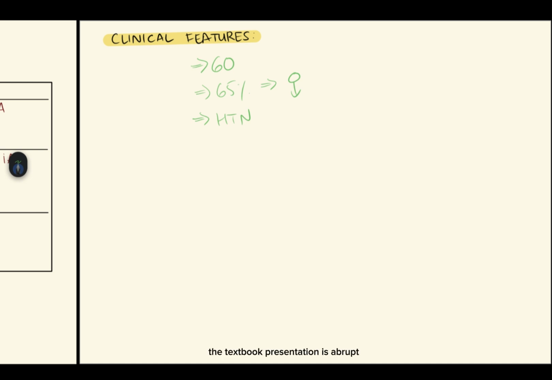The textbook presentation is abrupt, severe, sharp chest pain of maximal intensity from the onset. Although the pain can be in the chest, it can also be described in the central upper back, and there will be some kind of associated apprehension where patients often feel like they are dying, because there's a very good chance that they might be if no interventions are done.